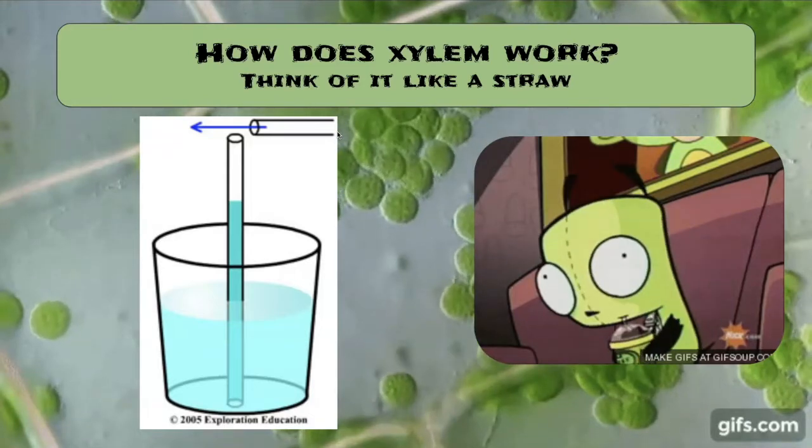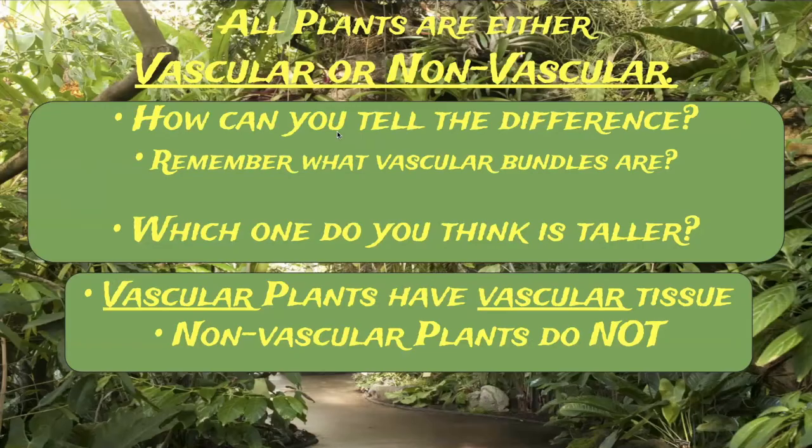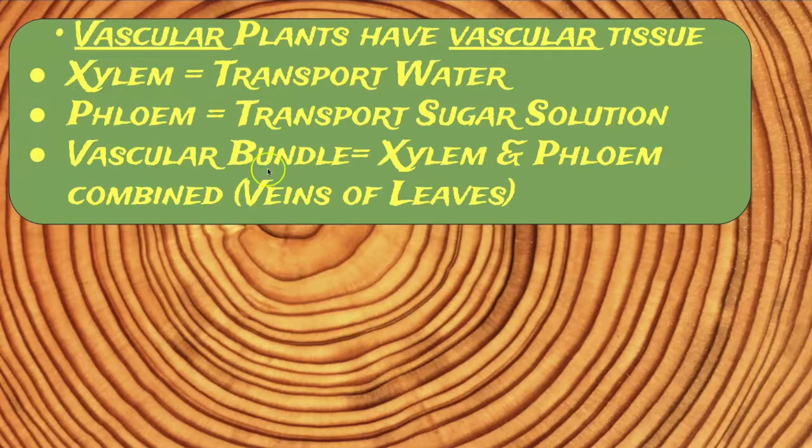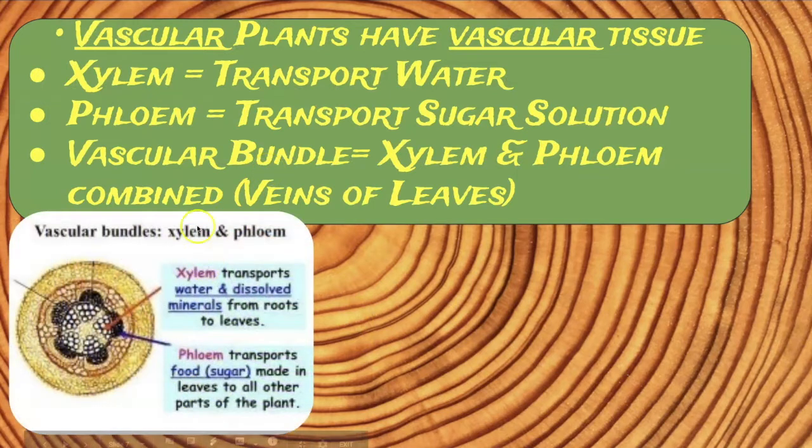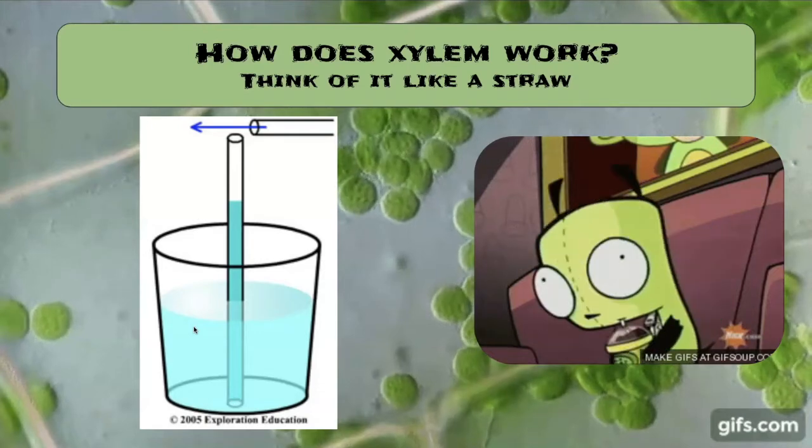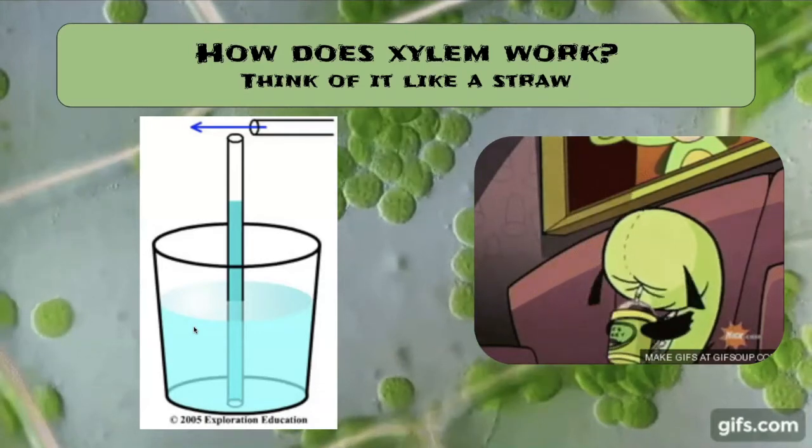But just to recap, vascular plants have vascular tissue, and non-vascular plants do not. Vascular tissue is just xylem and phloem, these tube-like cells that are going to be transporting stuff, very similar to the way a straw transports liquids. All right?